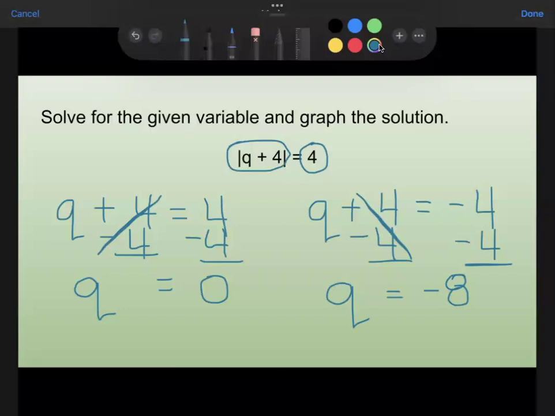So what I'm going to do is draw a number line. I just have to make sure that it includes both 0 and -8. And then what I'm going to do is put a dot on -8 and a dot on 0. So if you're asked to graph it, that's all you have to do. Now you might be thinking about inequalities and greater than or less than and all that kind of stuff, but you don't need to worry about that here. All we're doing is simply putting it on a number line.